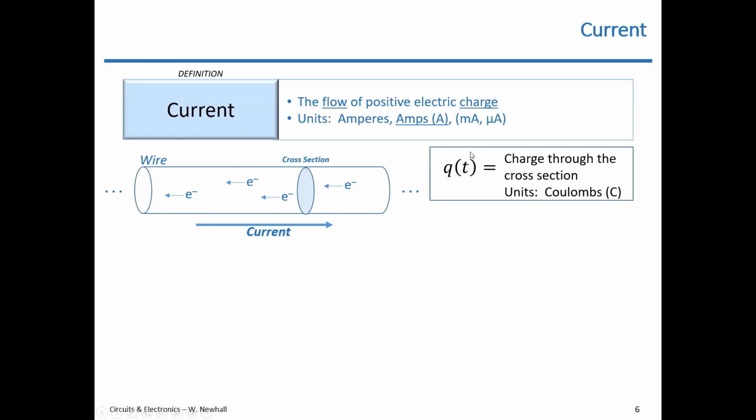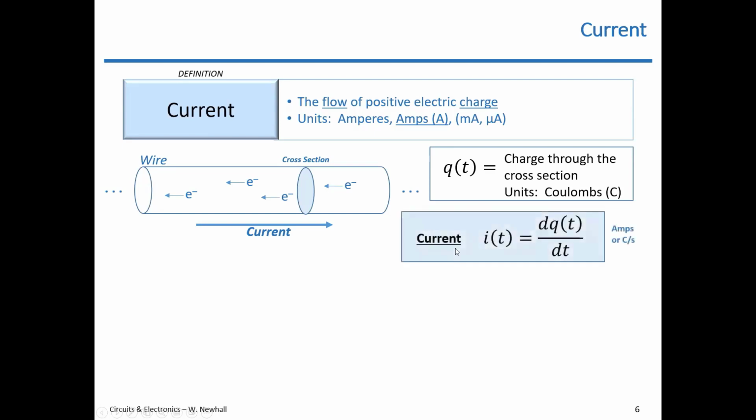Now current is flow. So this is the amount of charge, like gallons of water. What we're concerned with usually is flow of charge, which is called current. Okay, just like flow of water would be in gallons per hour, gallons per second, whatever. Electrical current is in coulombs per second, and we're going to call that amps. We've given that unit the name amps.